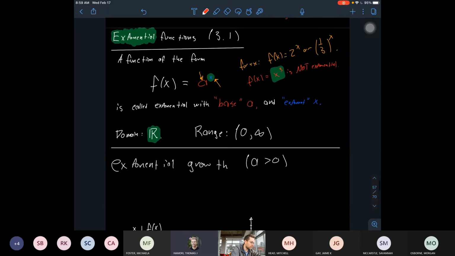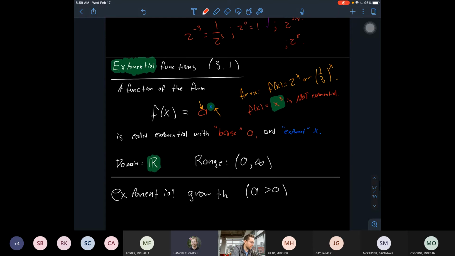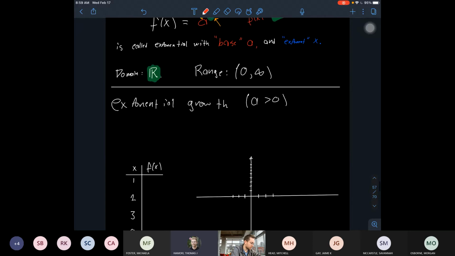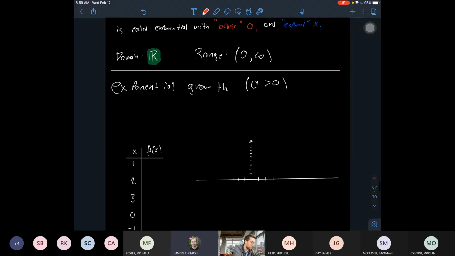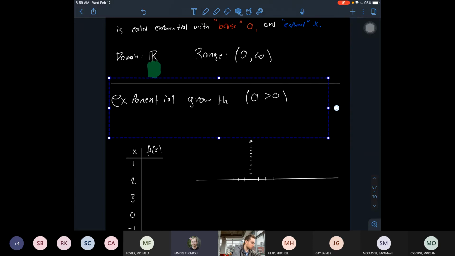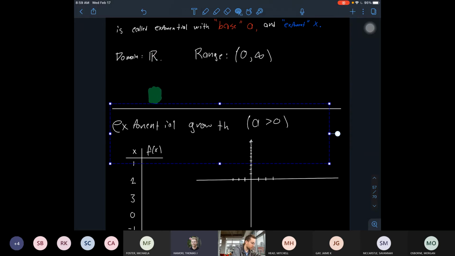All right. And what about the range of an exponential function? I should have left myself a little bit more space here. I'll move that down just a little bit. And I'll explain briefly why the range is going to be 0, infinity.